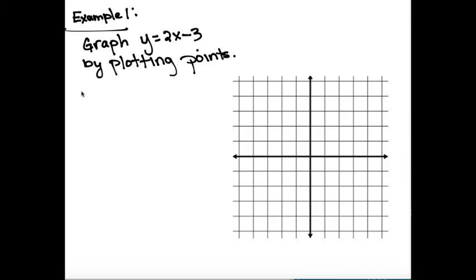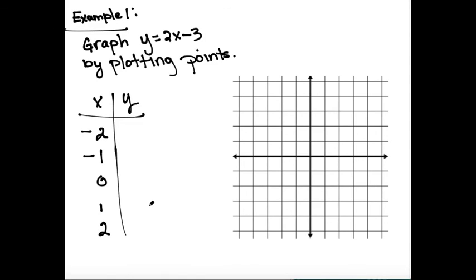So let's start with an XY table. All right, I like to pick negative 2 to 2. So negative 2, negative 1, 0, 1, and 2. And I'm going to plug those in. So let's plug in negative 2. That's going to give me y equals 2 times negative 2 minus 3. Well, 2 times negative 2 is a negative 4. And negative 4 minus 3 gives me negative 7. So one solution of this equation is the ordered pair negative 2, negative 7.